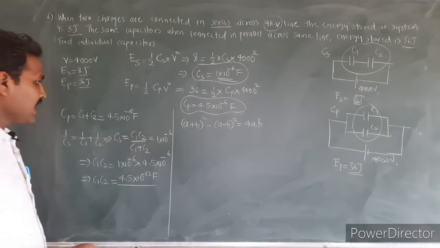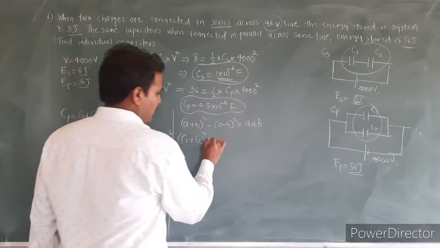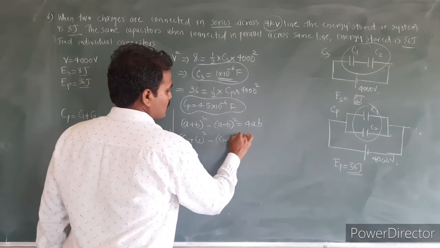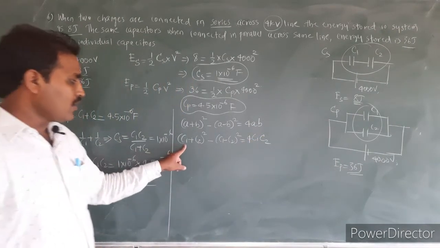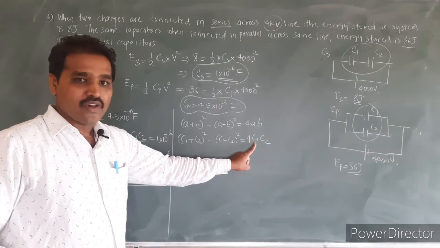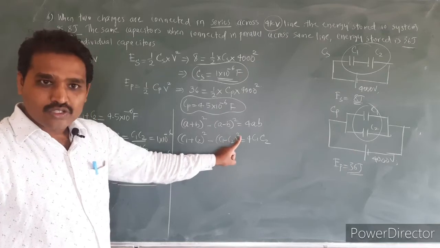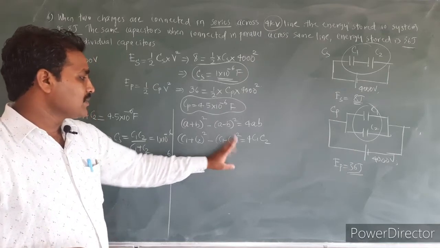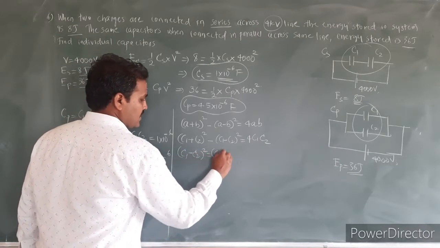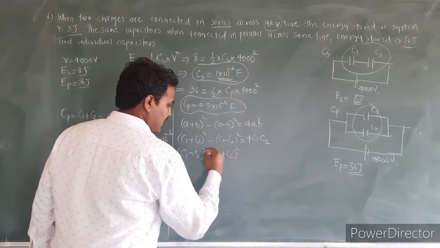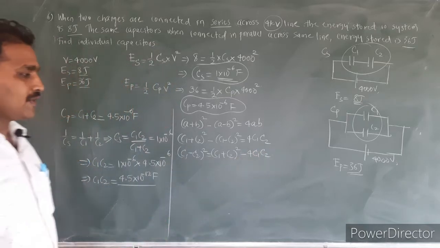By using this identity, I can write (C1 plus C2) whole square minus (C1 minus C2) whole square is equal to 4 into C1 into C2. Here I know the value of C1 plus C2 and I know the value of C1 into C2. I can easily find the value of (C1 minus C2) whole square, hence I can find the value of C1 minus C2. So I can write C1 minus C2 whole square is equal to (C1 plus C2) whole square, and this I take to the left side, minus 4 into C1 into C2.